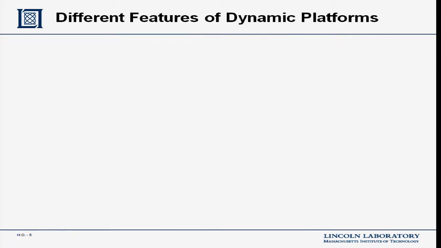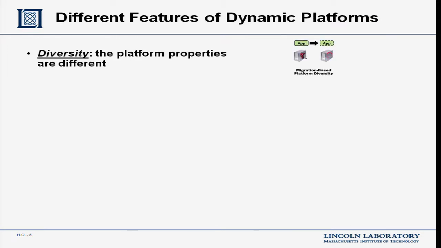Now, in our evaluation of dynamic platform techniques, we have realized that there are really 4 fundamental features that these techniques provide some combination of. The first one is diversity, whether or not the properties of the platform actually change. If you think about the examples that I gave, the migration-based platform diversity technique does provide diversity because the operating system changes, whereas the server rotation technique does not because all of the machines have the same configuration.